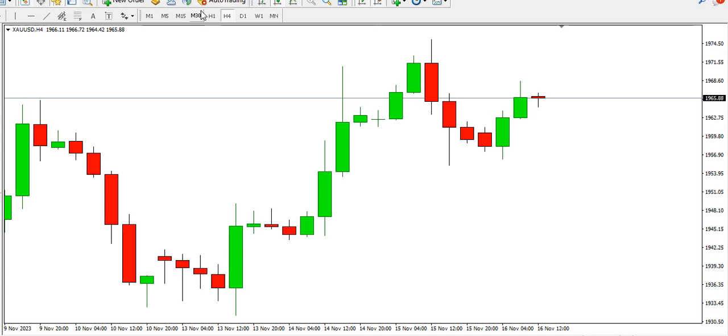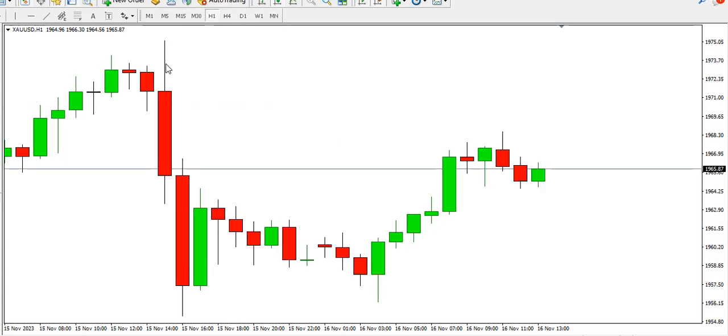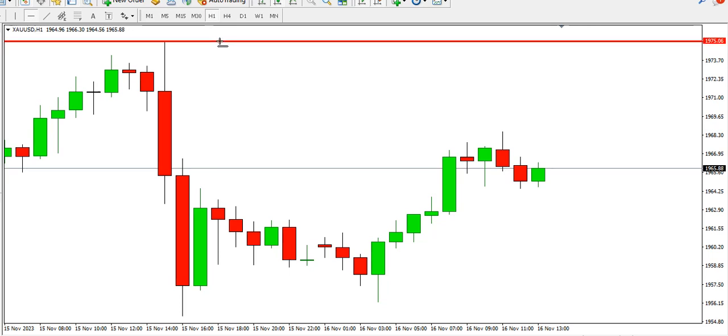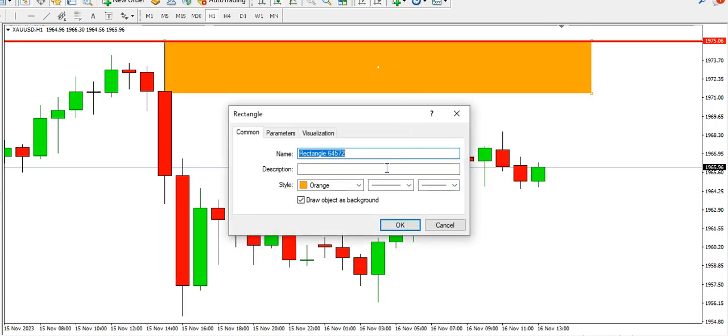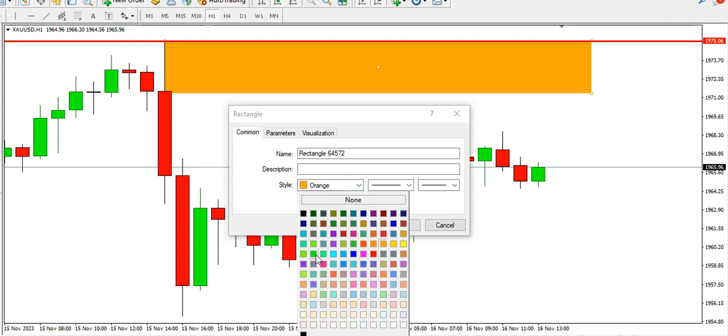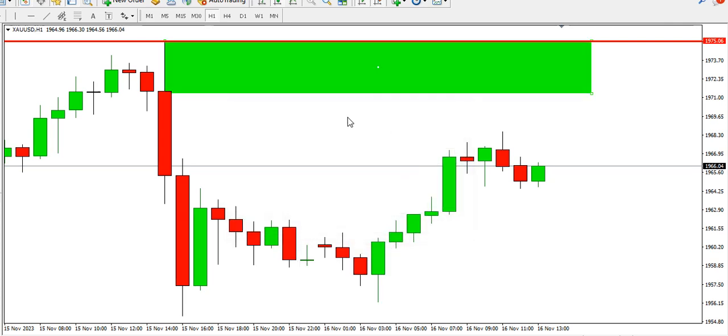Let's quickly look at the 1-hour time frame if there's any liquidity zone. On the 1-hour time frame, we have this particular liquidity zone. I'm talking about the 1976 level. It's a liquidity zone where we have so many stop losses by the sellers. So many stop losses above this level where sellers have placed their stop losses, and we expect price to go to that level and clear it, and then possibly we might see a drop.